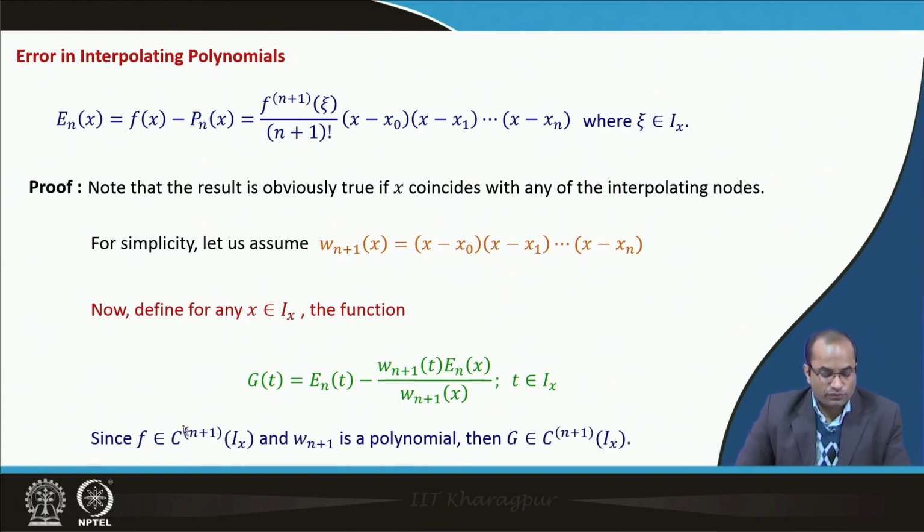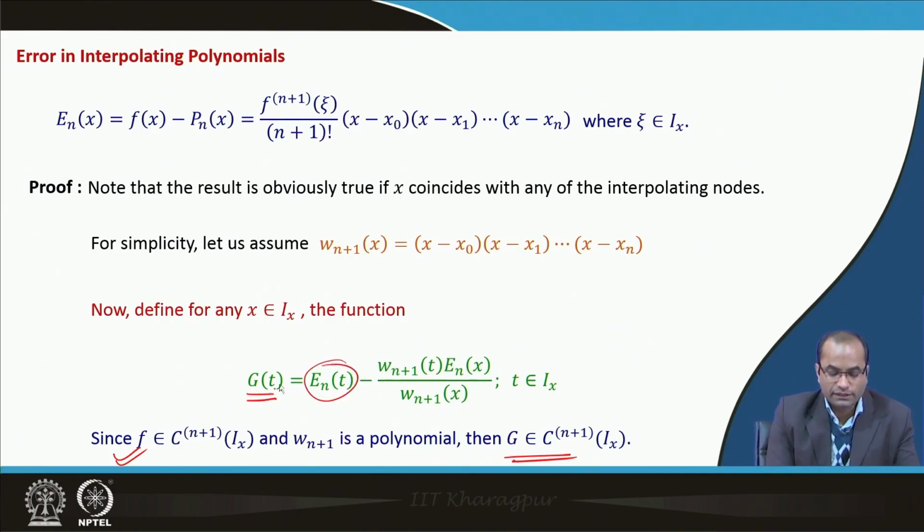The first thing we should notice is that since f is an n plus 1 times differentiable function, g is also n plus 1 times differentiable. Why? Because g t is nothing but a combination of E n t and w n plus 1 t.